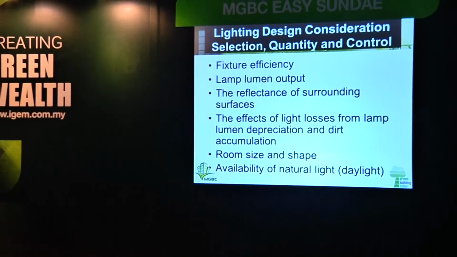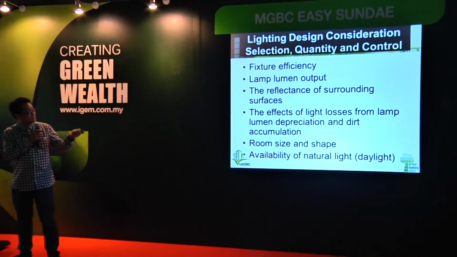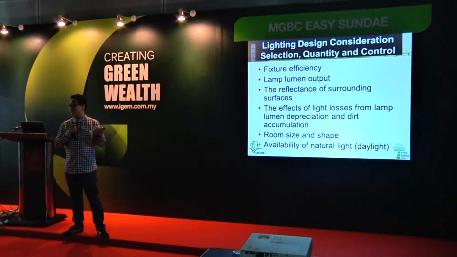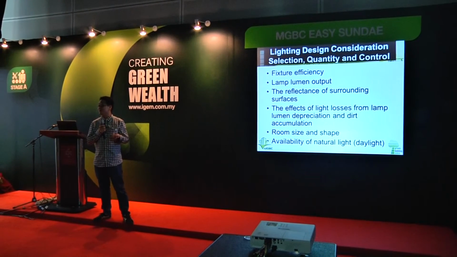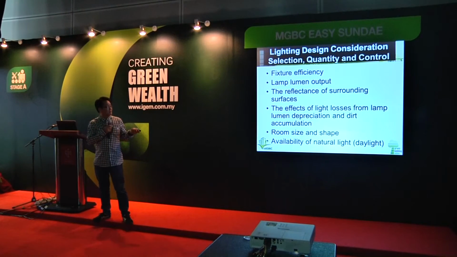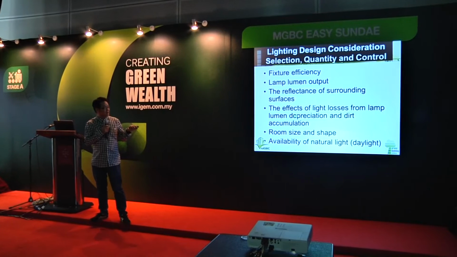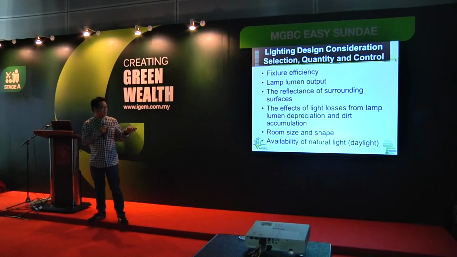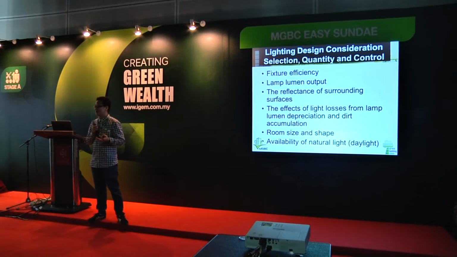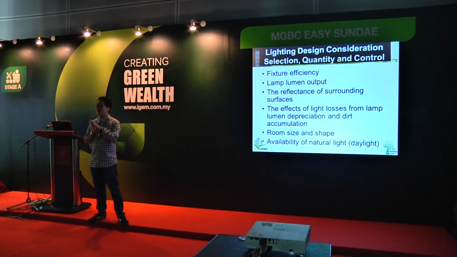Then you have the lamp lumen output. Very straightforward. The higher the lumen, the brighter the lamp is going to be. Reflectance of surroundings, effect of light loss from lamp lumen distribution and dirt, room size, blah, blah, blah. All these are common sense basically. It's just common sense that you're practicing every day, and we, from an engineering point of view, are putting it into terms.